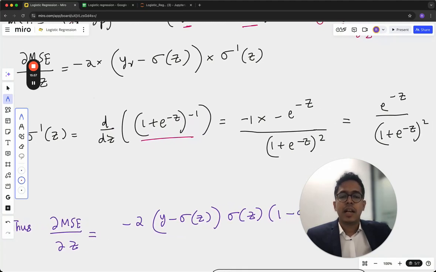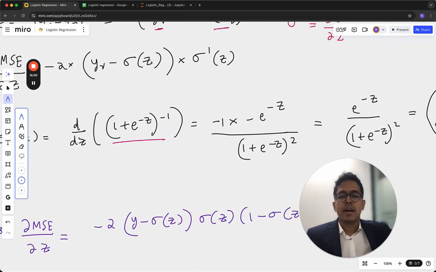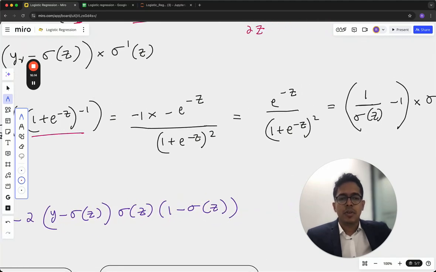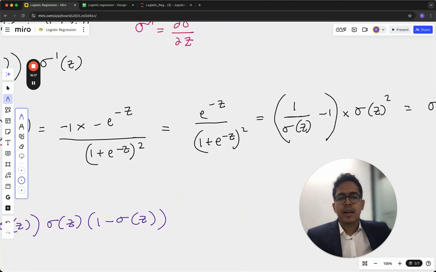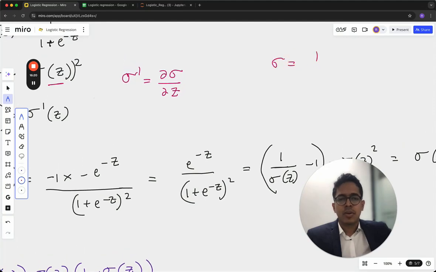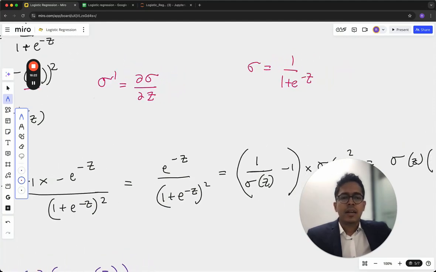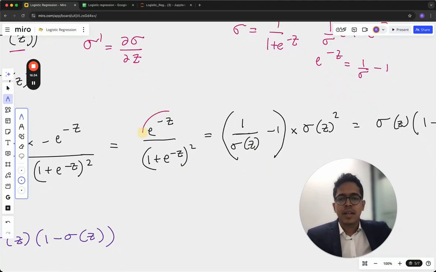So now it's easy to calculate the derivative. It will be minus 1 times the derivative of this, which will be minus e raised to minus z, the whole raised to minus 2. And since it is raised to minus 2, I'm bringing it into the denominator. You can write e raised to minus z as follows: you know that sigma equals 1 by 1 plus e raised to minus z, which means 1 by sigma equals 1 plus e raised to minus z, which means e raised to minus z equals 1 by sigma minus 1. So I have substituted e raised to minus z with 1 by sigma minus 1.